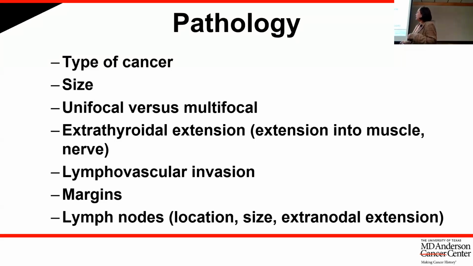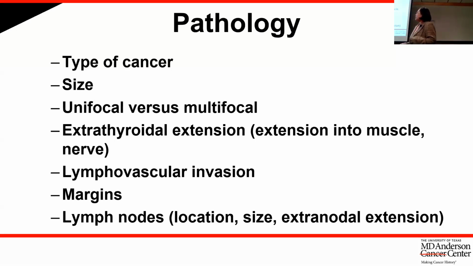If there's extrathyroidal extension, that means does it go into the muscles outside the thyroid gland? Or is it invading any structures? If there's lymphovascular invasion, that means if there is a potential that it may have spread to the lymph nodes, or what are the margins like? Are they smooth? Are the margins involved? Did the surgeon get a good clean margin? So that's why this is important.